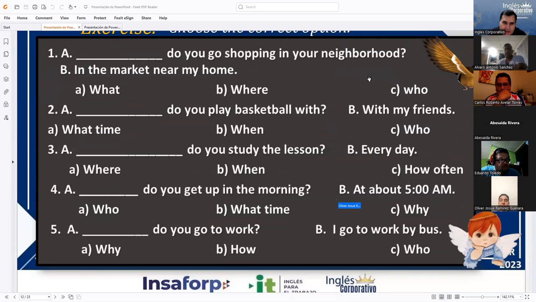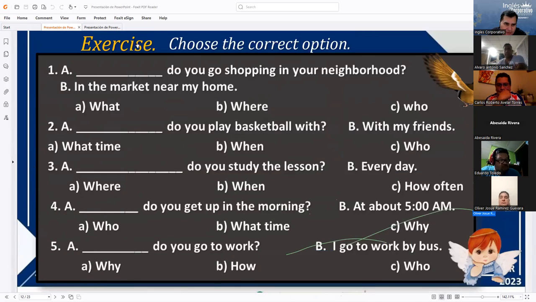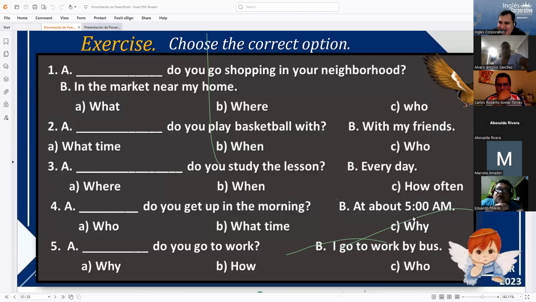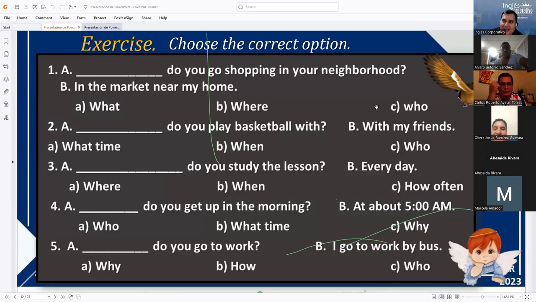Okay, let's do it here together. Okay, in number one, someone is playing with the screen. Let me see who it is. Okay, no problem. Let me see. Y yo creo, teacher. No sé cómo lo hice. I have an idea.